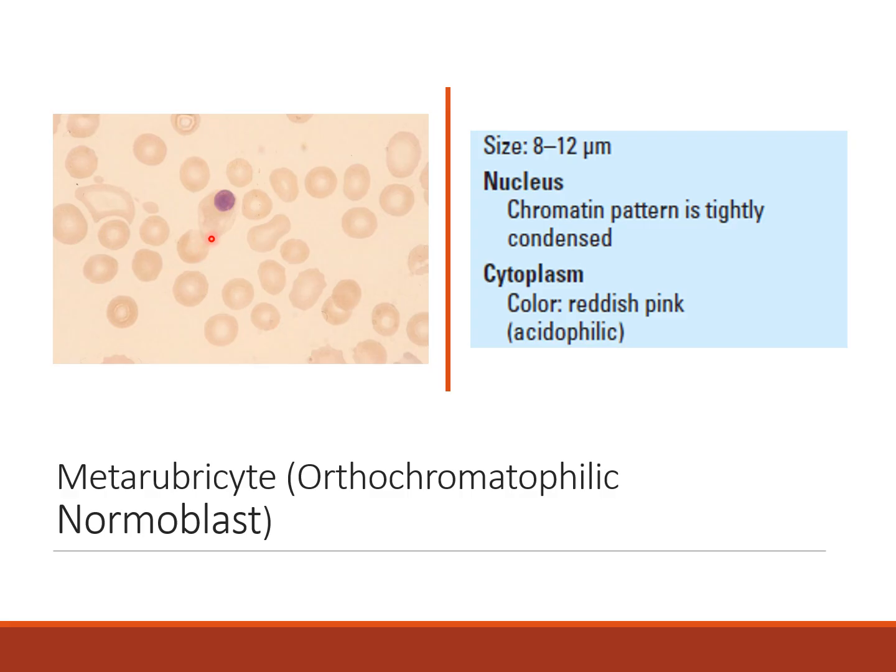And you'll notice in the metarubricite, also known as the orthochromatophilic normoblast, that the nucleus is no longer central. It is kind of to the periphery, and it looks like it's going to fall off, and it will be ejected soon. The cytoplasm is going to be acidophilic, which is reddish pink, which is more representative of a typical red blood cell rather than that darker color.